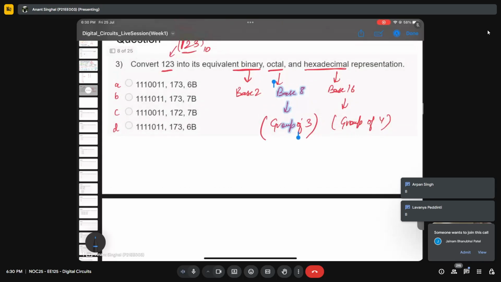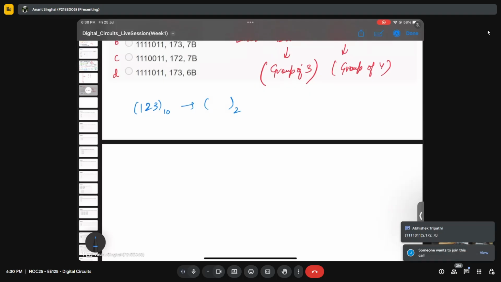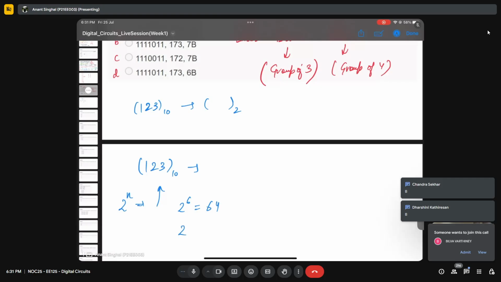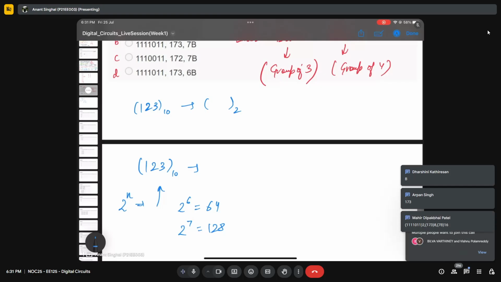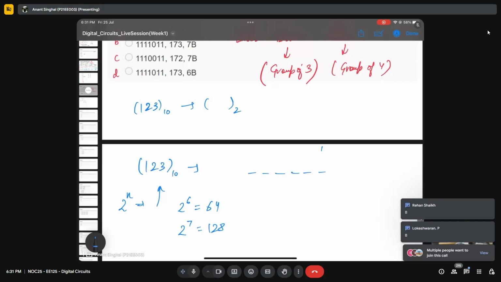Okay, so 123 to the base 10. The first problem is we need to convert it to base 2, right? The most common method that we in general use is we start by seeing what is the maximum 2 raised to power n that this particular number has. For example, 2 raised to power 6 is 64 and 2 raised to power 7 is 128, right? In the binary number we only have zeros and ones. So let me make 6 lines. So this will be, let's say, 0, 1, 2, 3, 4, 5, 6. The maximum this number can go is 2 raised to power 6, that is 64.